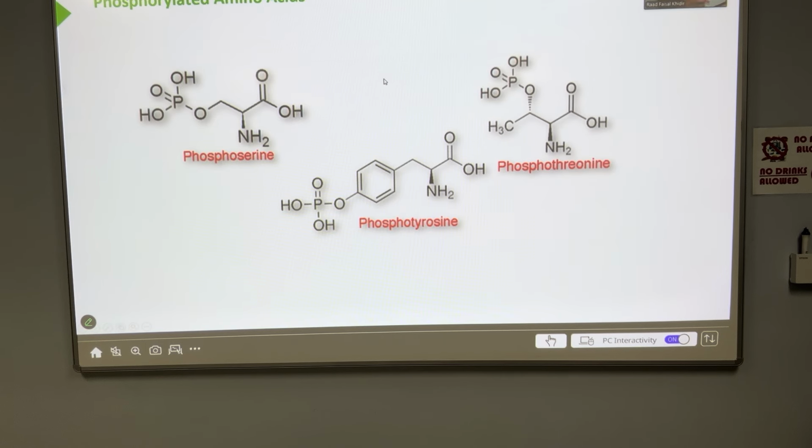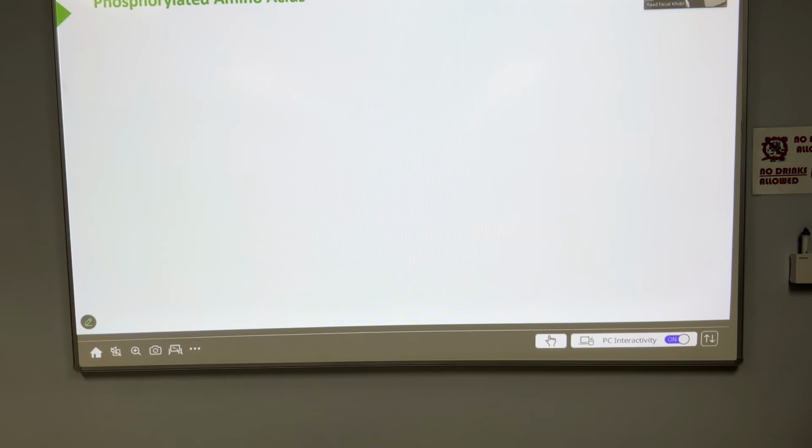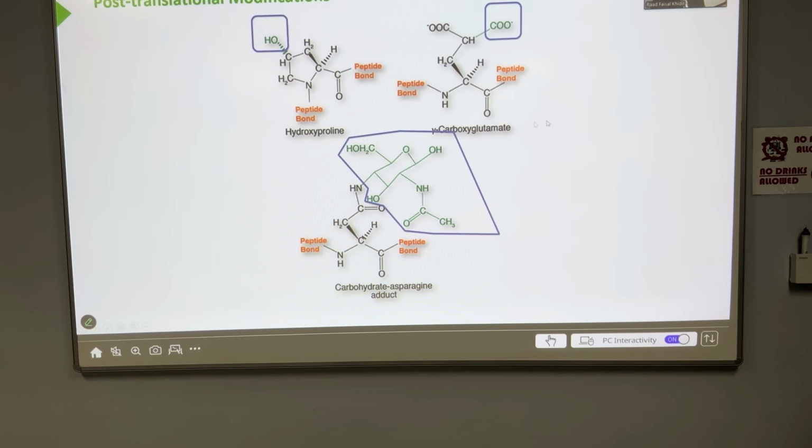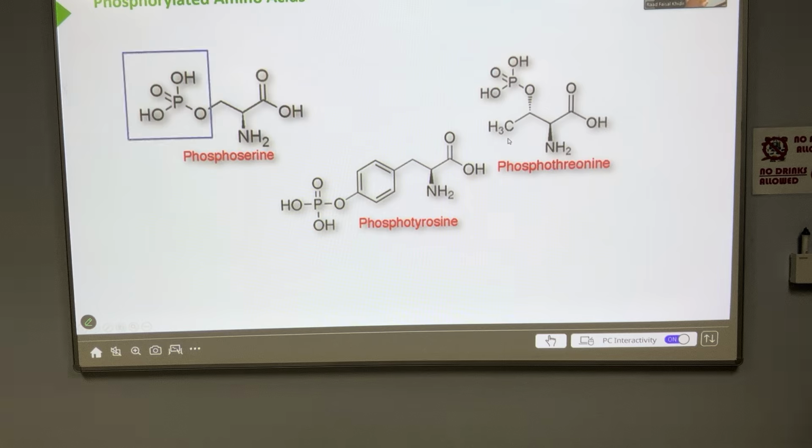And all these modifications are important for what? Why do we have post-translational modifications? For the folding. They affect the folding. What type of group did you add? A phosphate group, a hydroxyl group? Did you add a particular adduct? Did you add an amino group? That's going to play a big role in the folding properties of a particular protein.